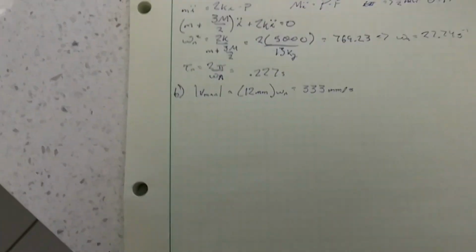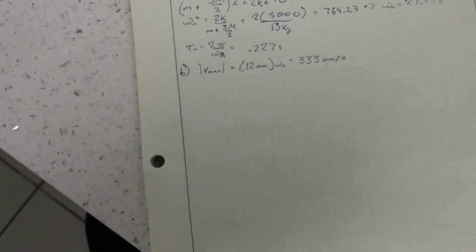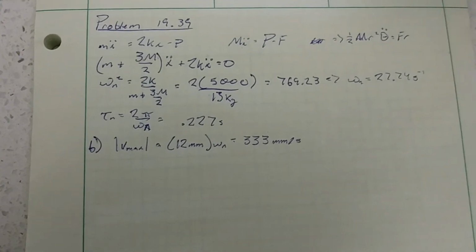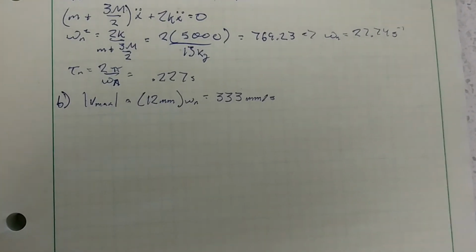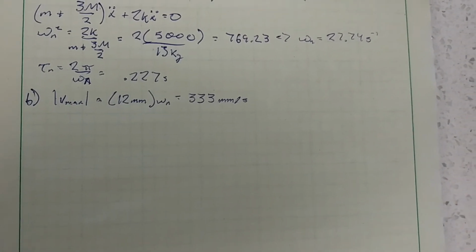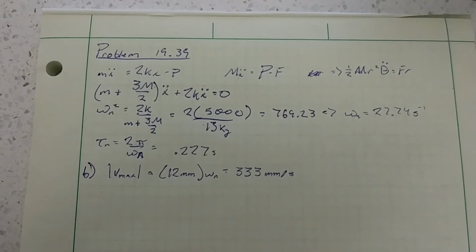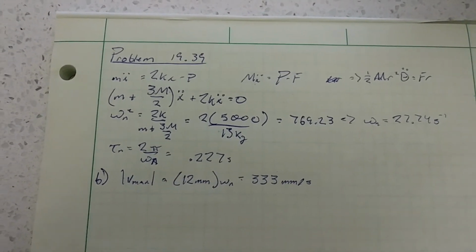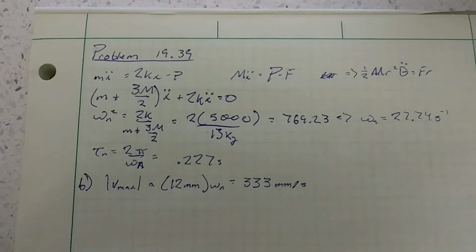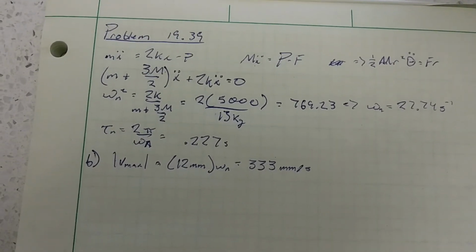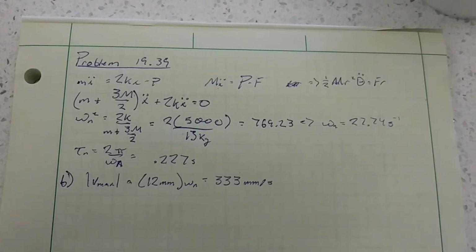radians per second, and then from there we use our tau sub n equation, which is 2 pi over omega n, and solve that, plug in our omega n, and we get tau sub n equals 0.227 seconds. And then for part B, our V max equals 12 millimeters times omega n, which equals 333 millimeters per second.